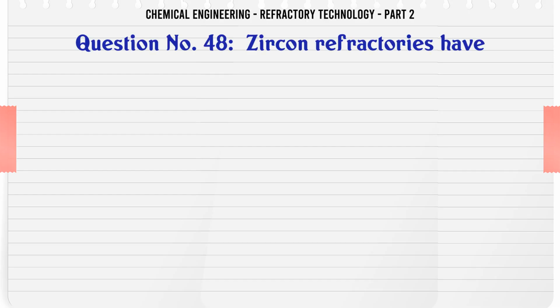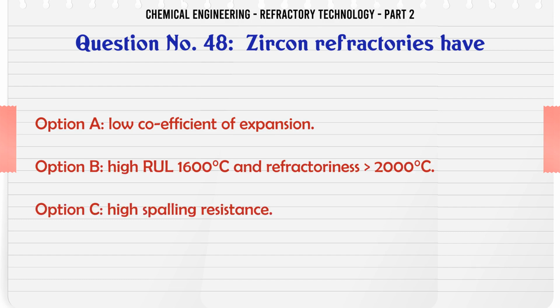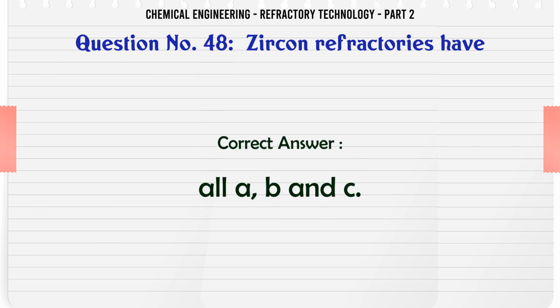Zircon refractories have A. low coefficient of expansion. B. high RUL, 1600 C, and refractoriness 2000 C. C. high spalling resistance. D. all A, B, and C. The correct answer is all A, B, and C.